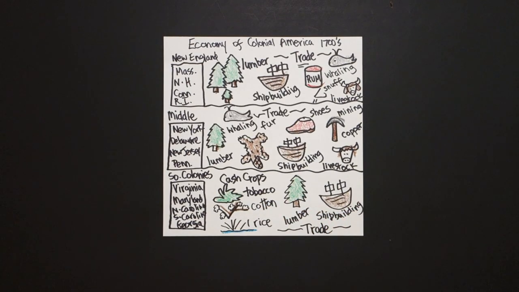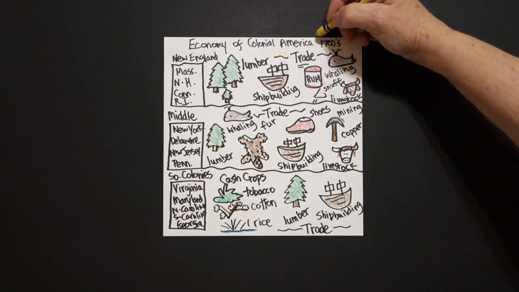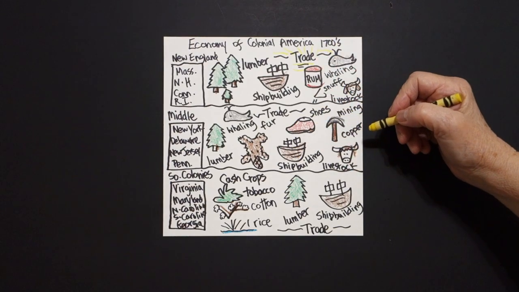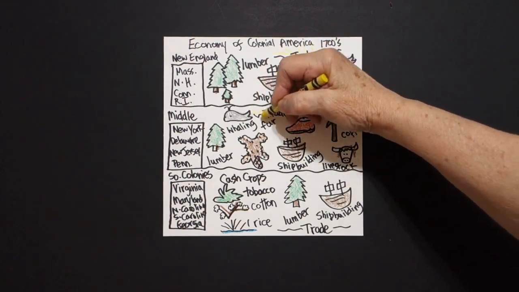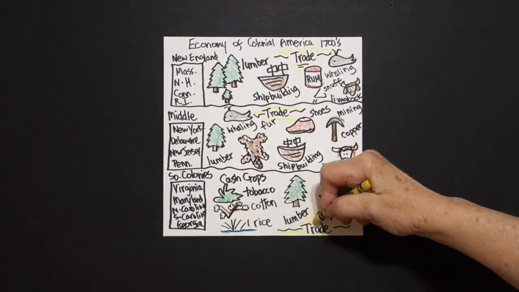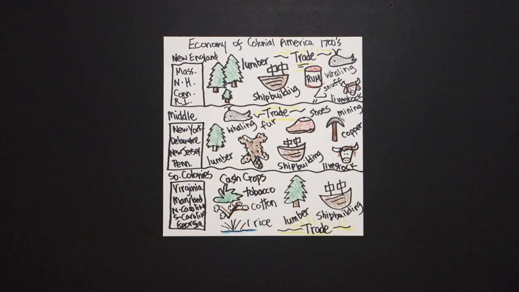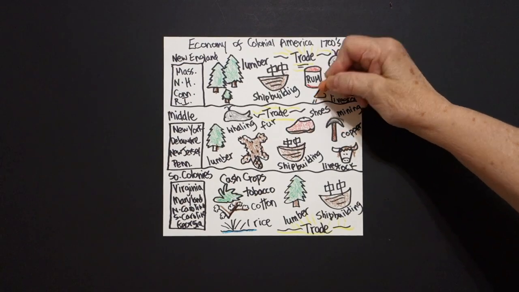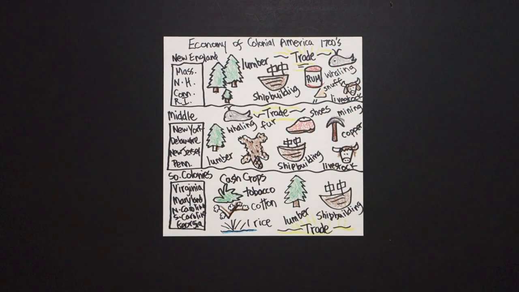And finally, what did all of this do? Trade. Trade. This is what they got into fights about, because trade was money. And the colonies were natural resources. Okay, I think that's all. Oops, I forgot my snuff, another tobacco product. Okay, I think that's all.